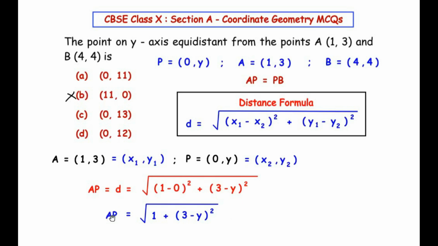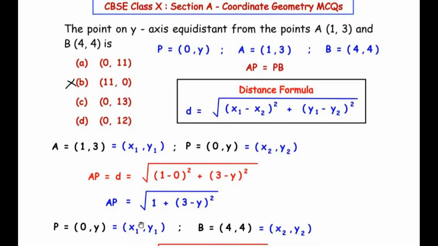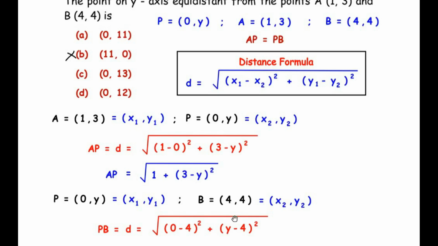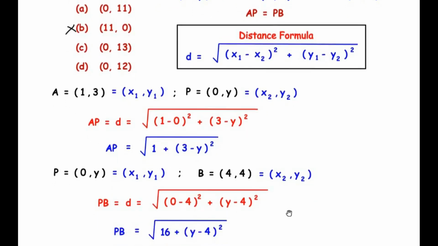Now once we have got AP, let us focus on finding PB. Here we have considered the coordinates of point P as x1, y1 and coordinates of point B as x2, y2. Since we are finding the distance PB, we plug their values in the distance formula. So PB is equal to the square root of (0 minus 4) the whole square plus (y minus 4) the whole square. Simplifying this, we get PB equal to the square root of (minus 4) the whole square, which gives us 16, plus (y minus 4) the whole square.